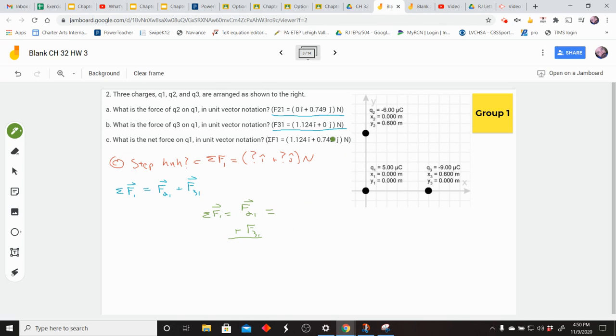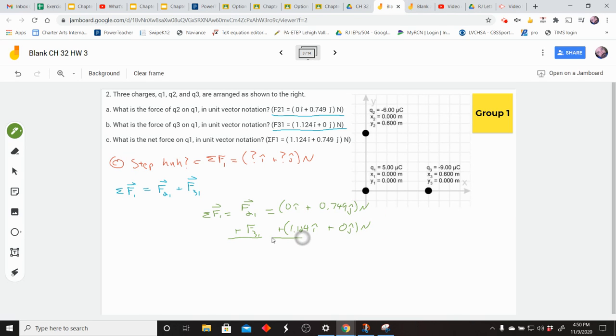Okay, and what is that equal to? F sub 2 on 1 is 0 i hat plus 0.749 j hat newtons. F of 3 on 1 is equal to 1.124 i hat plus 0 j hat newtons.